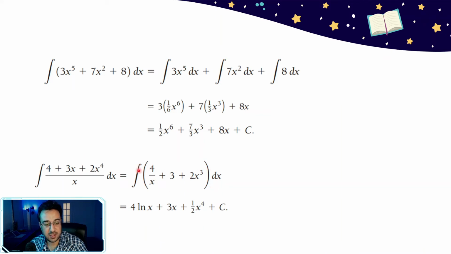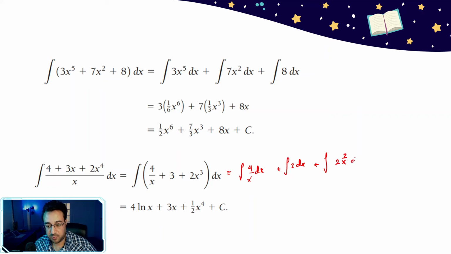Then you can distribute the integration: the integration of 4 over x dx, plus the integration of 3 dx, plus the integration of 2x to the power of 3 dx, and get your final answers based on the table, and you'll be good to go. So here we have the indefinite integration of 4 over x dx plus the integration of 3 dx plus the integration of 2x cubed dx.